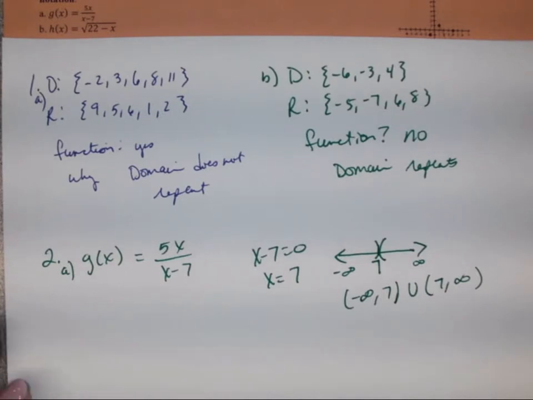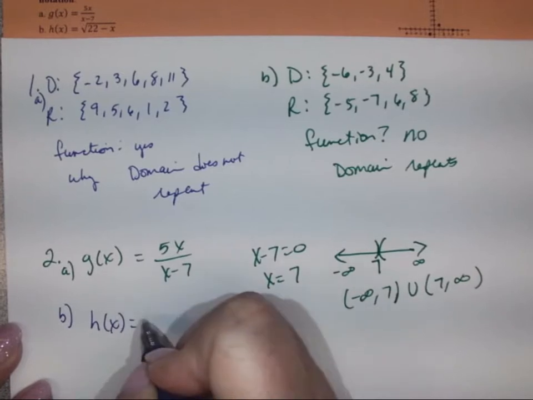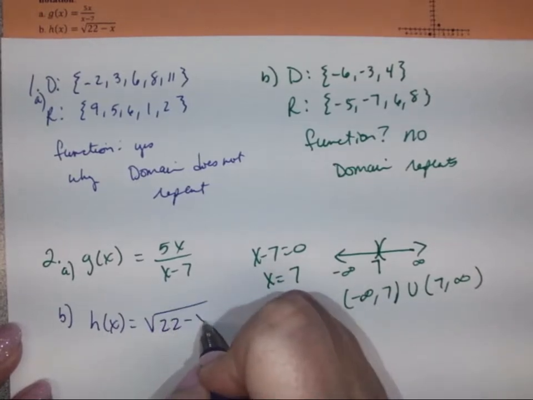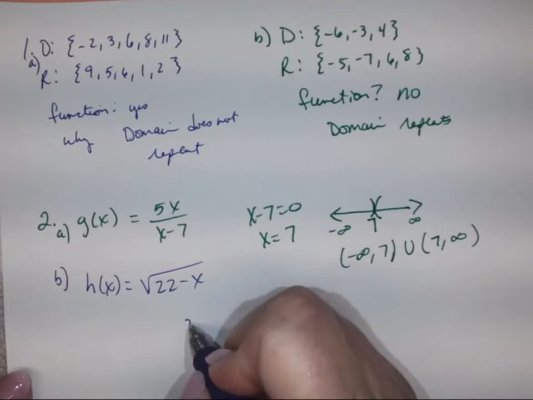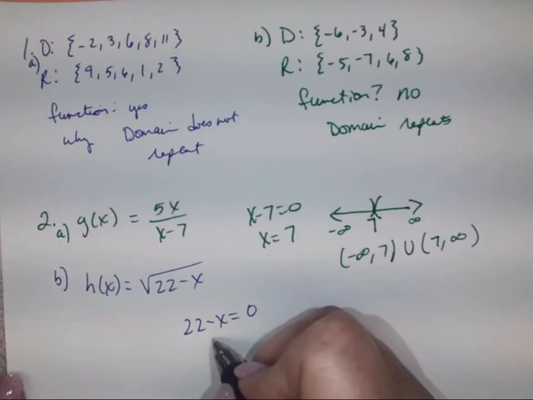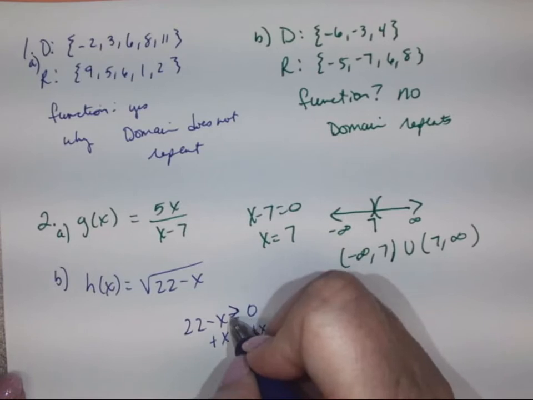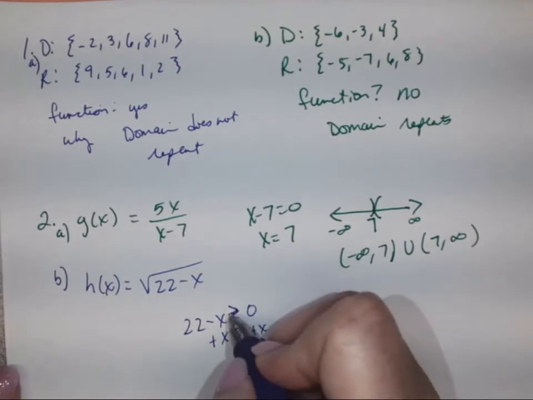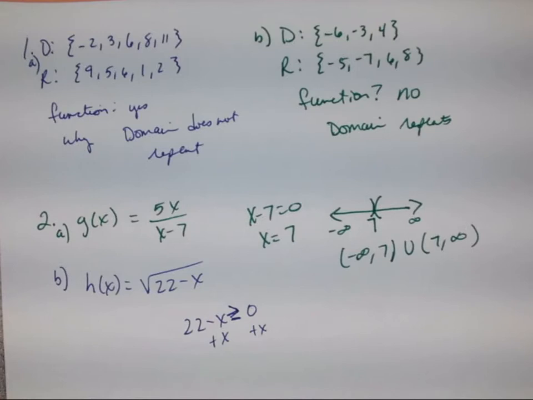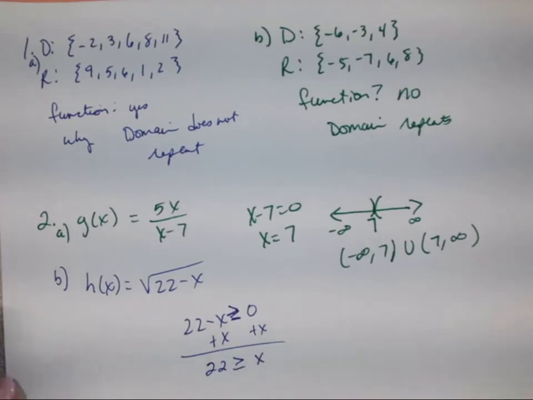All right, let's look at the second part of this, part B. We have h of x equal to the square root of 22 minus x. So we're going to take the part under the radical and set it greater than or equal to 0. We can just add the x over. Not just equal, but greater than or equal to, because it can be anything greater or equal to 0. So now we have 22 is greater than or equal to x. So that tells me that x has to be less than or equal to 22.